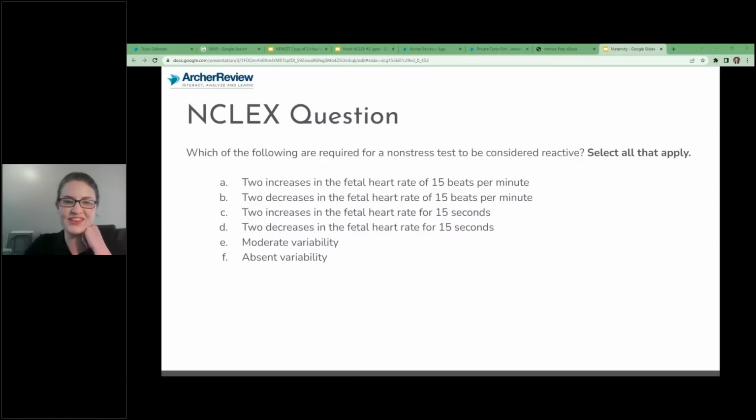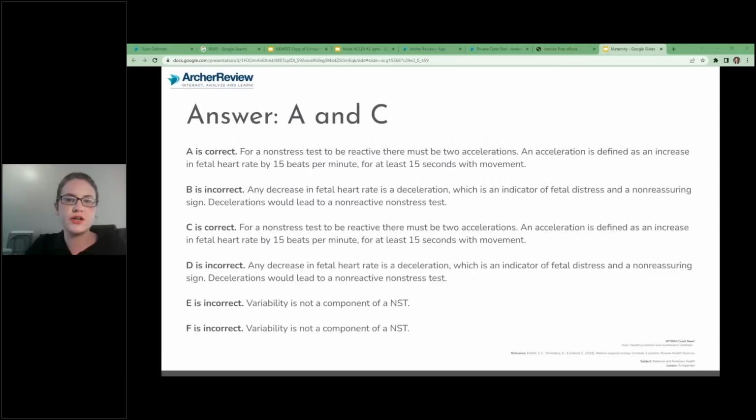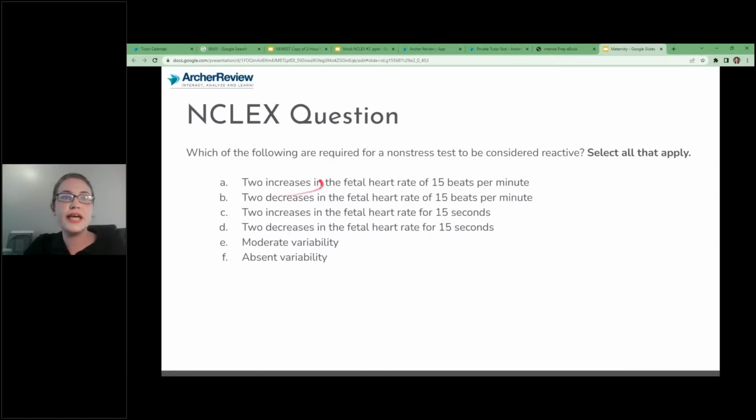Okay, let's go ahead and look at those answers. Very good job. Most of you either got really, really close or you got it entirely. So the right answers are going to be A and C. Remember, for a non-stress test to be reactive, you need at least 2 accelerations. They need to go above the baseline by at least 15 beats per minute, and they need to last for at least 15 seconds. So A and C are our answers.